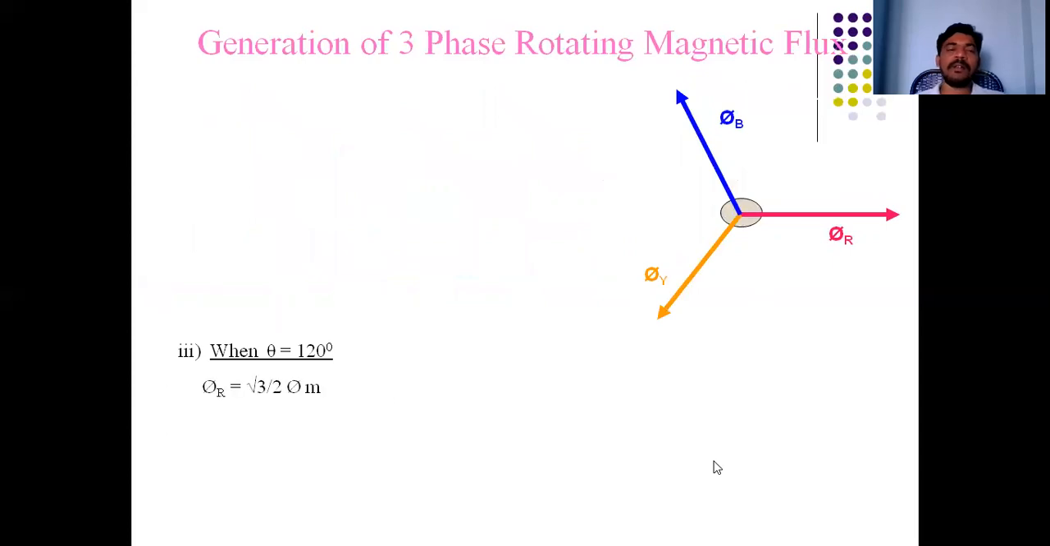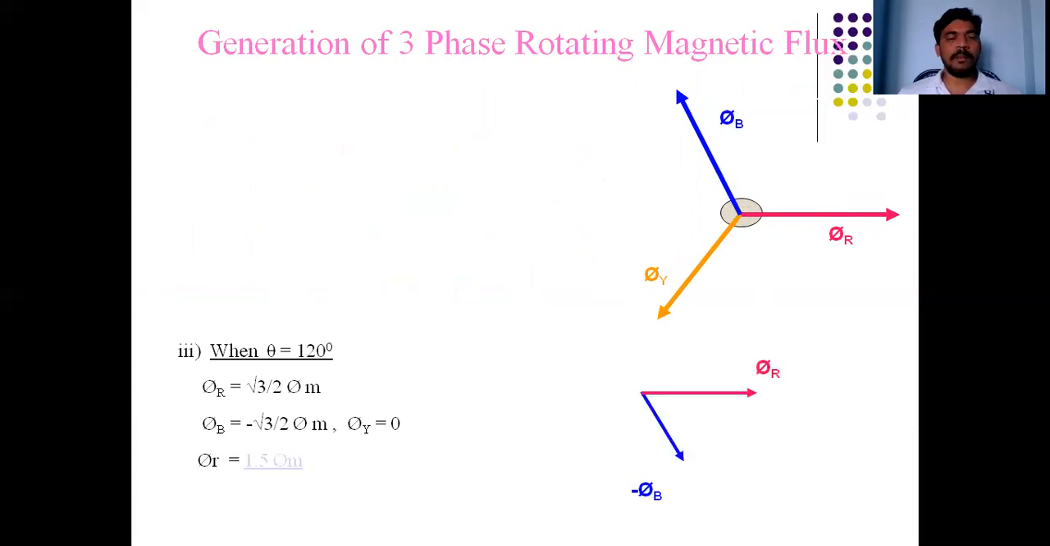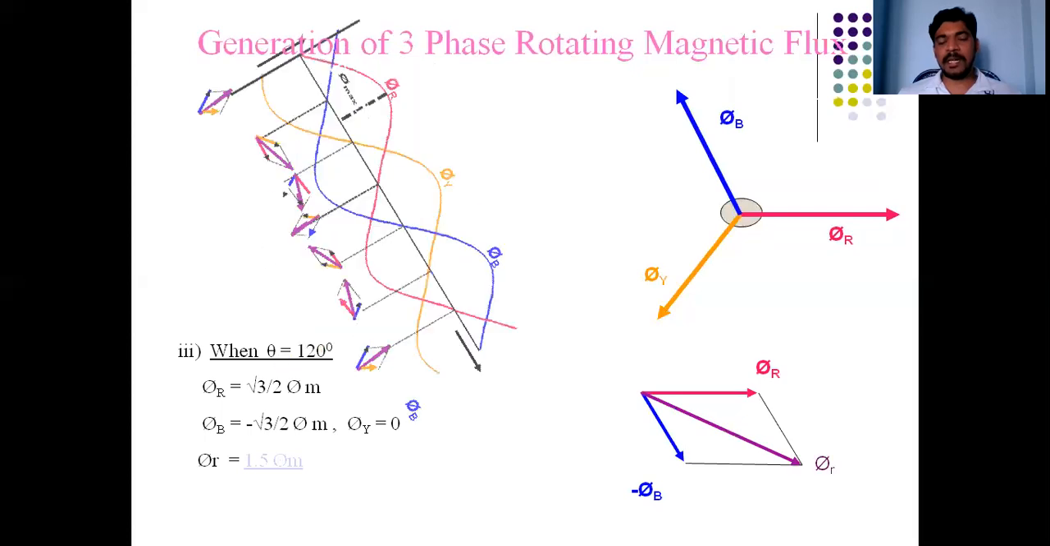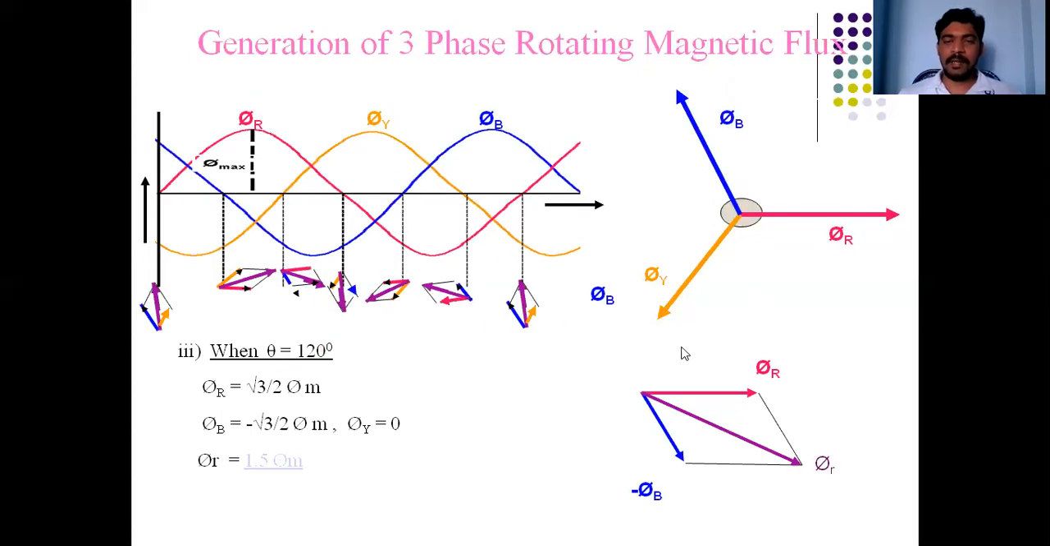When we take 120 degrees, φR is equal to root 3 by 2 φm, φB is equal to minus root 3 by 2 φm, and φY is equal to 0. The resultant is equal to 1.5 φm. Here I am constructing a parallelogram for the R phase and B phase. The resultant is in this direction. In the first case, it is the upward direction. Second case, it is this direction. Third case, it is in this direction.